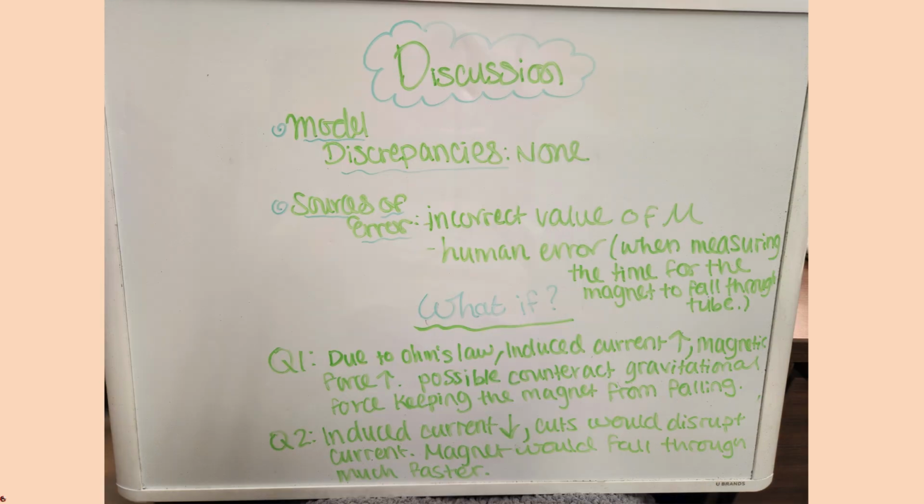Now for the discussion. There are no model discrepancies. The only sources of error would be the incorrect value of mu that was calculated from Lab 3, or human error when measuring the time for the magnet to fall through the tube.